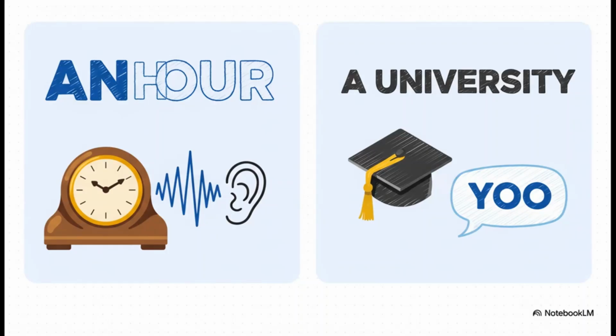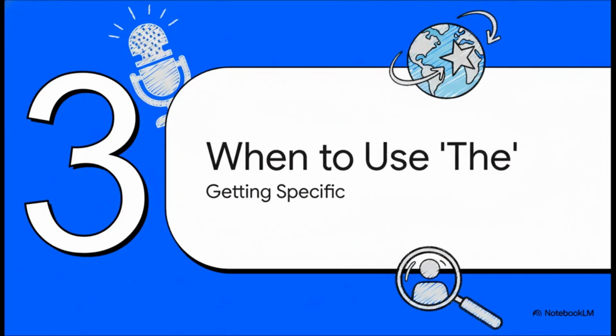And this is where it all clicks into place. Okay, take the word hour. It starts with the letter H, but the H is silent. The first sound you hear is ow. That's a vowel sound. That's why we say an hour. Now, look at university. It starts with the letter U, sure, but the sound is yoo. It starts with a Y sound, which is a consonant, and that's why we say a university. Mind blown, right?